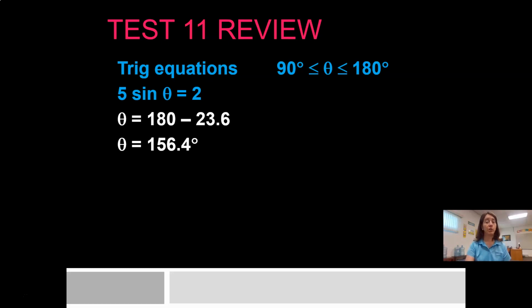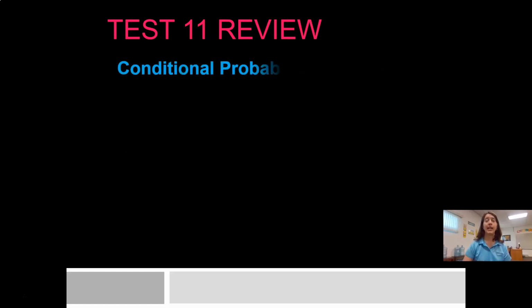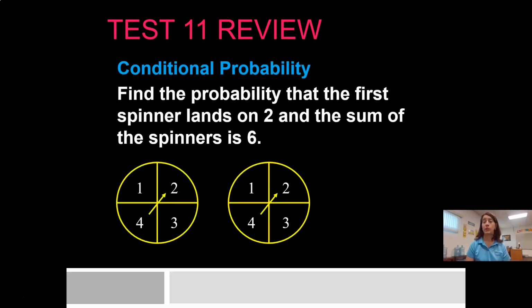2 more sections for us to walk through here to make sure we're understanding what we're doing on our test. The next section is dealing with our conditional probability. Remember, with conditional probability, something had to happen first before something else could happen. There was a limitation or a restriction of what could happen on this question. So let's work through this problem.